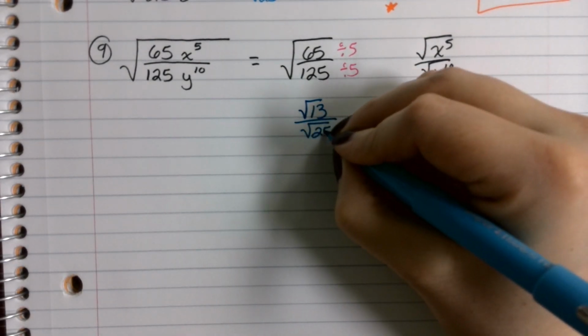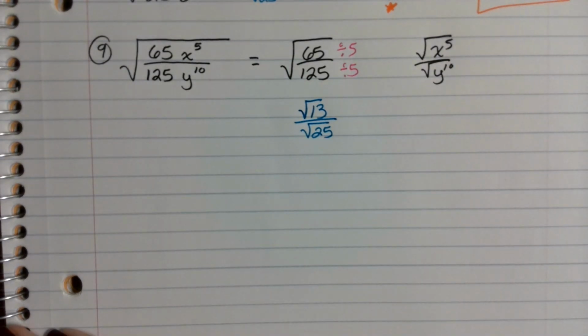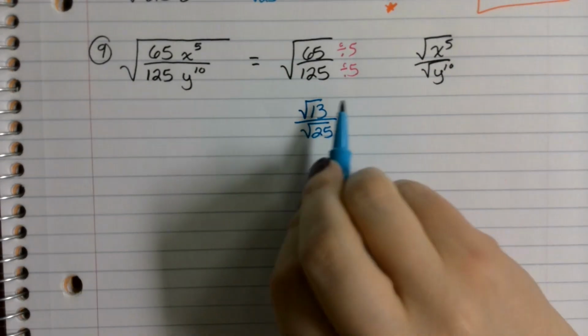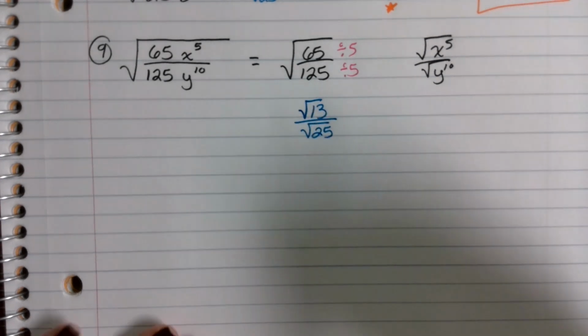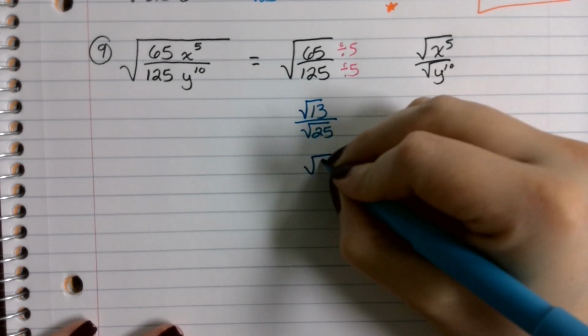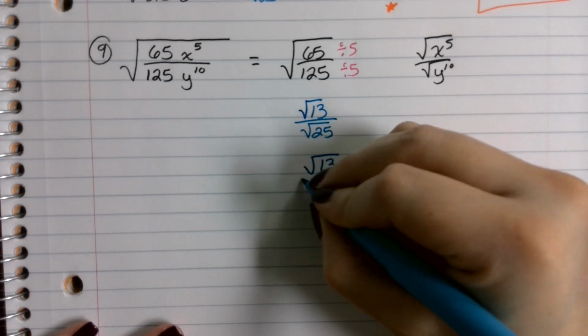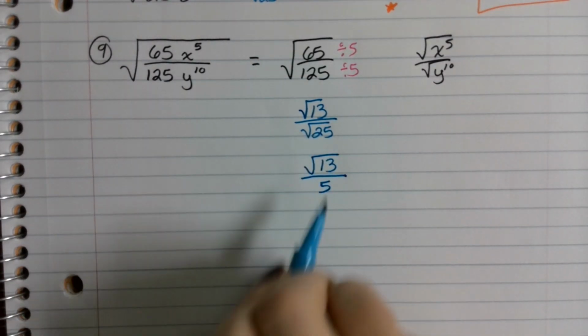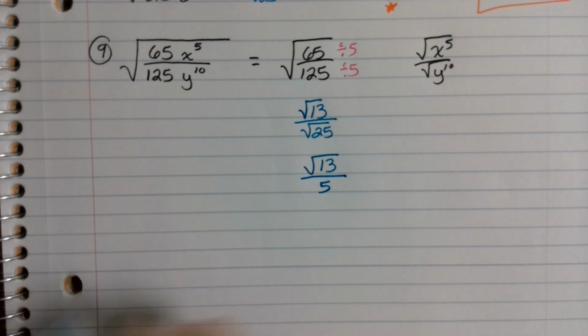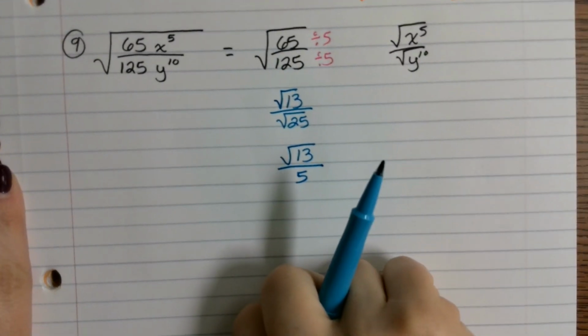Is your denominator now perfect? Yes. Can you simplify square root of 13? No. There's nothing that can be factored out. So the final answer for the number portion is square root of 13 over 5, because square root of 25 is perfect. Now let's focus on the variable portion.